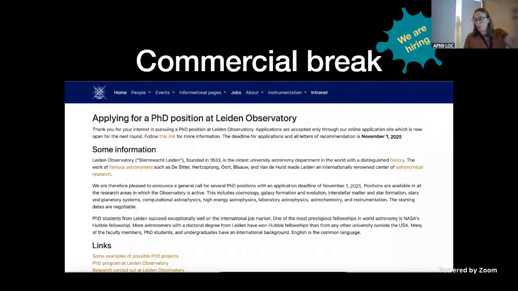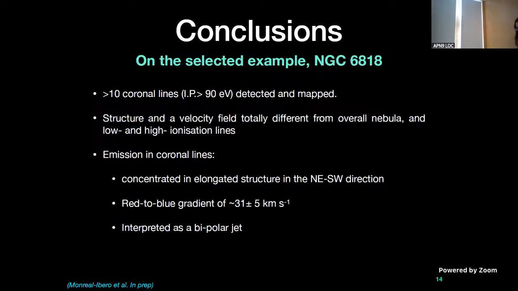And now I'm going to move to the conclusions. The main scientific conclusion of this presentation is included here. We have found emission in coronal lines, up to 10 coronal lines or so in NGC 6818, that is compatible with an inner bipolar jet in the nebula.